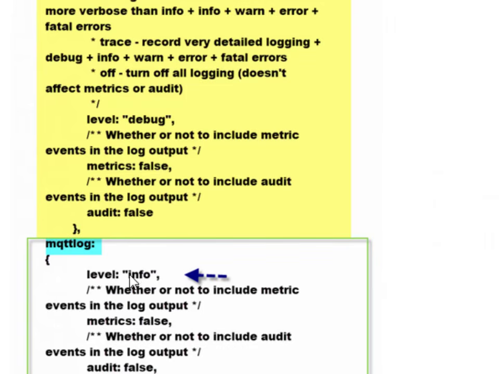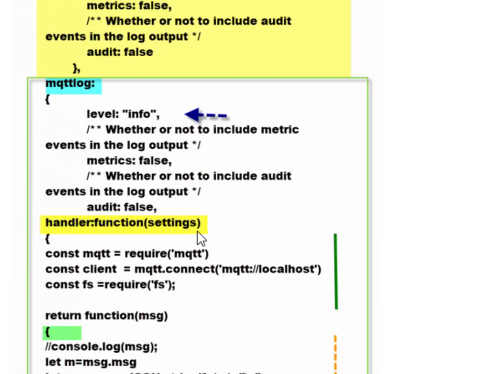So we set the level, which I've set to info, and then we've got the handler function, and here we actually need to bring in the MQTT module and also the file system module. And here we've got it, require file system, require MQTT, and because this is called once when we initialize it, we're going to call the connect method of the MQTT. So we're going to connect to the broker. So you'd obviously need to change this one here to connect.